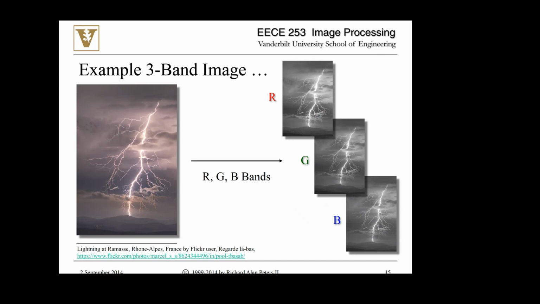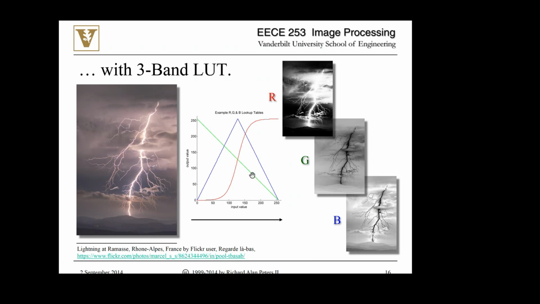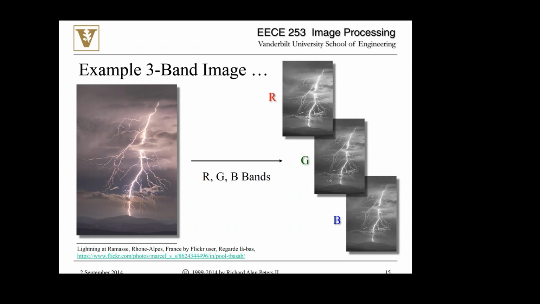Okay, so let's look at some examples. Let's say that this is my input image. I can decompose it into these three panels. And then I apply three different transformations. So this would be the green transformation, the blue, and the red. Let's start with the green.